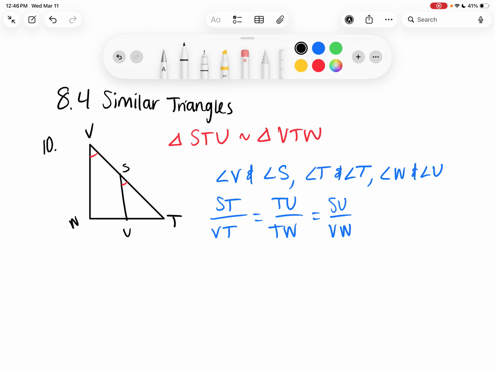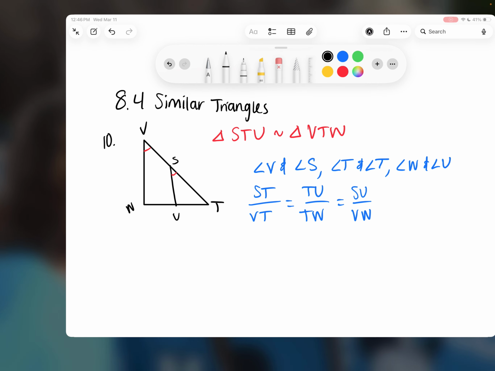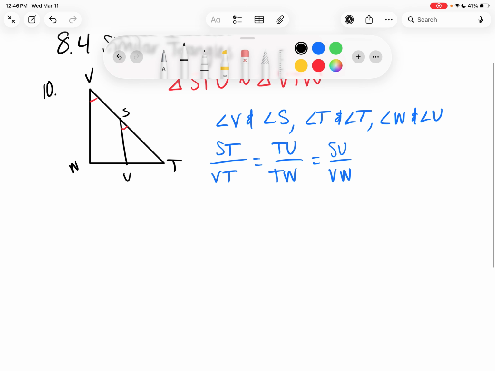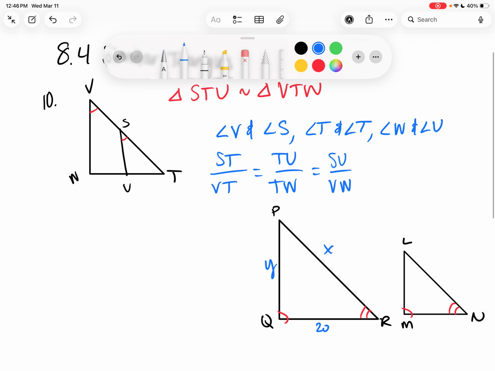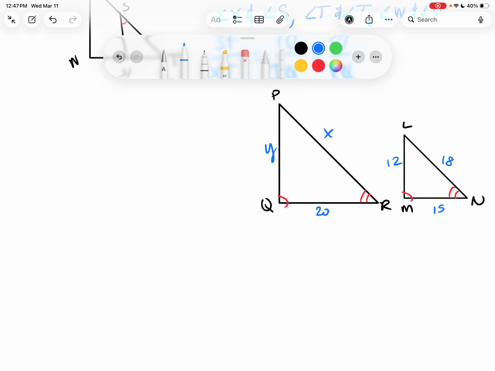All right, the next one's for the next set of problems. It says use the diagram to complete the following. So I'm going to draw the two triangles over here that we're going to be using. All right, so those two triangles are what we'll be using for the next few problems.